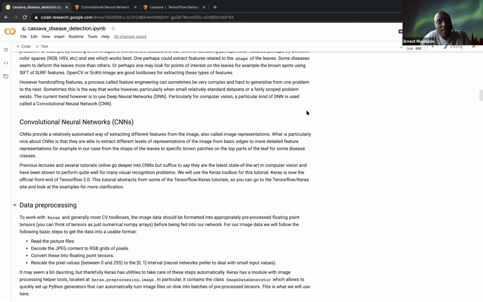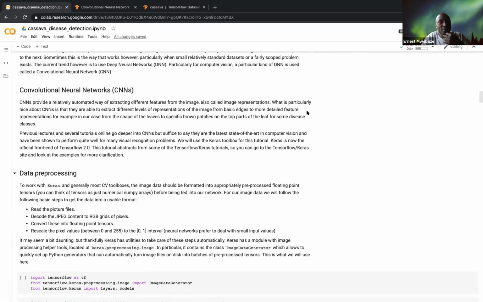What has happened in recent years is the advent of deep neural networks, and particularly for computer vision, these have been convolutional neural networks. These provide automated ways of extracting different features from the image, which you can call image representations. CNNs are quite important because they can extract different levels of abstraction of image representations, from simple things like edges and corners, up to different abstractions of the object, combinations of edges that form a concept.